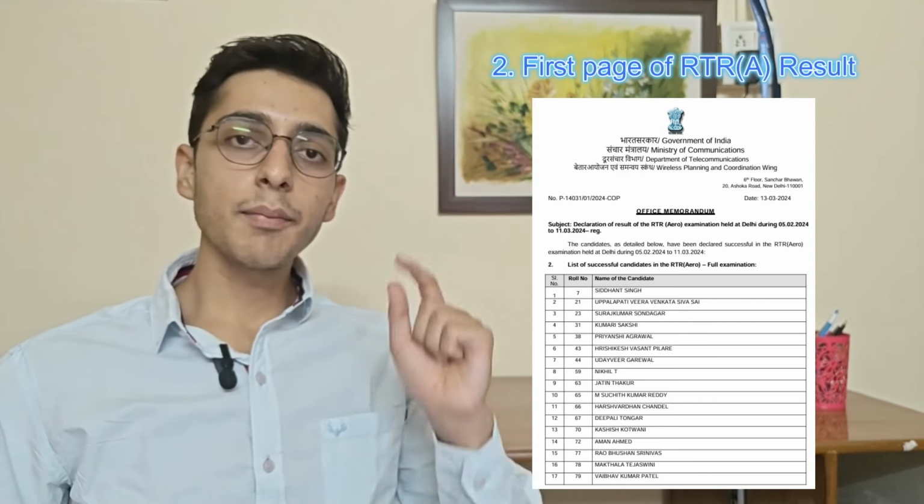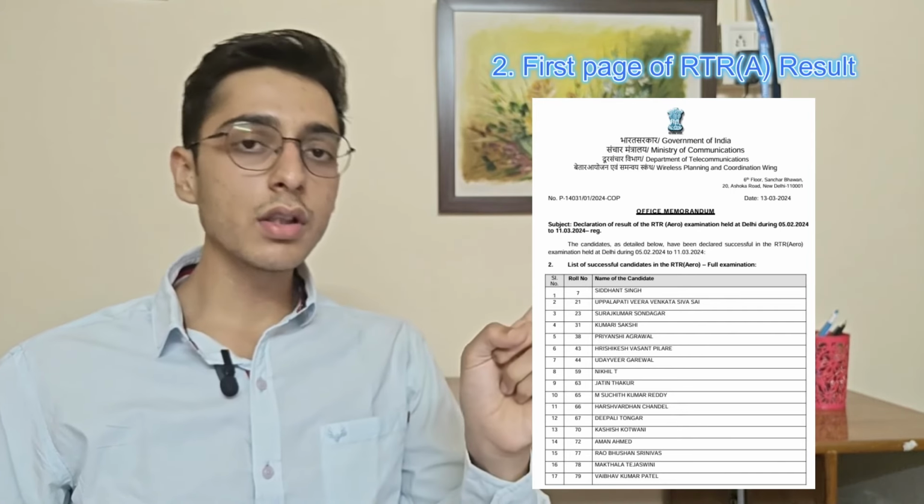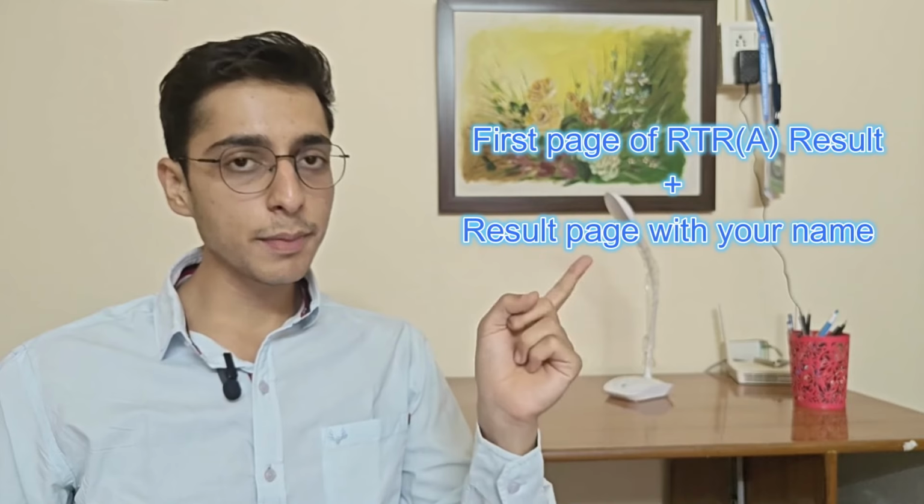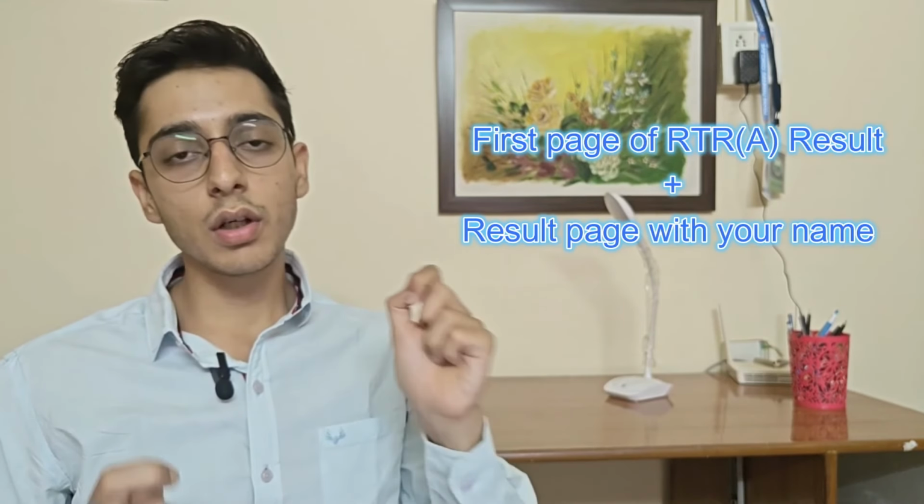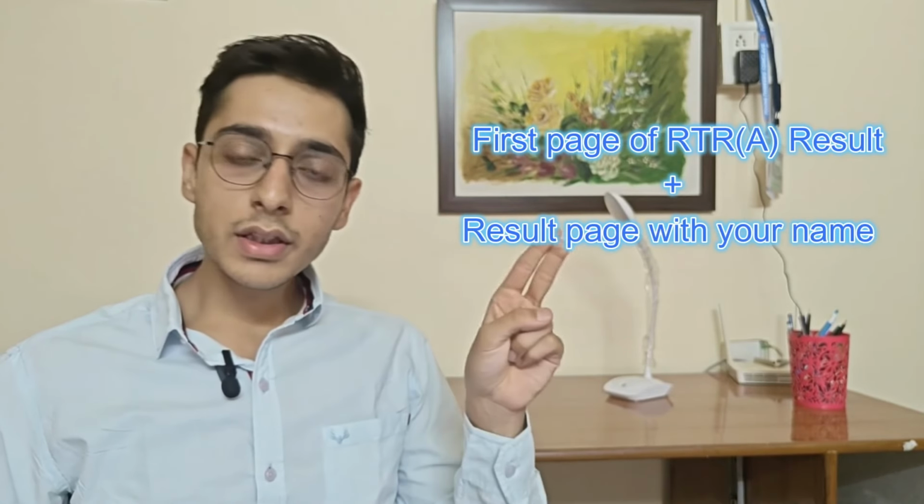Along with that, take the first page of the RTR results in which you have passed, and the page on which your name is mentioned. Along with these two pages, attach your identity proof. If you have written your passport details, attach a photocopy of your passport. If you have uploaded an Aadhaar card as proof of identity, attach a photocopy of your Aadhaar card along with this application as well.